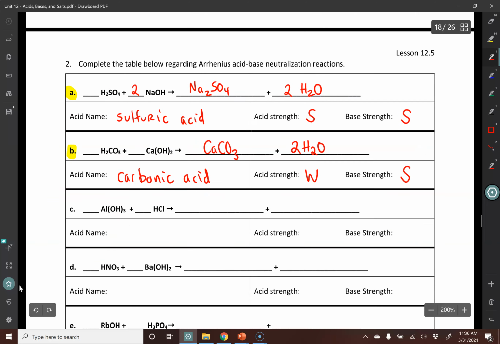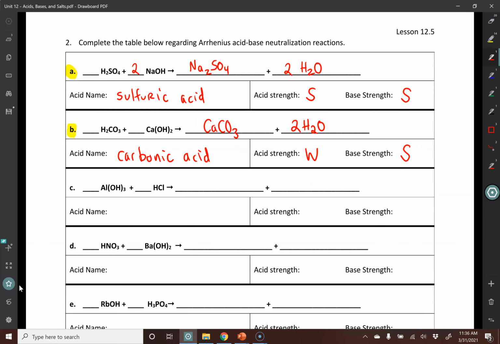As always, I would really encourage you to go through and work with the practice problems. Make sure that you can predict your products of these neutralization reactions and review things like naming acids and base strength. Again, it'll prove to be really useful for some of the other applications and lessons that we go through this unit.